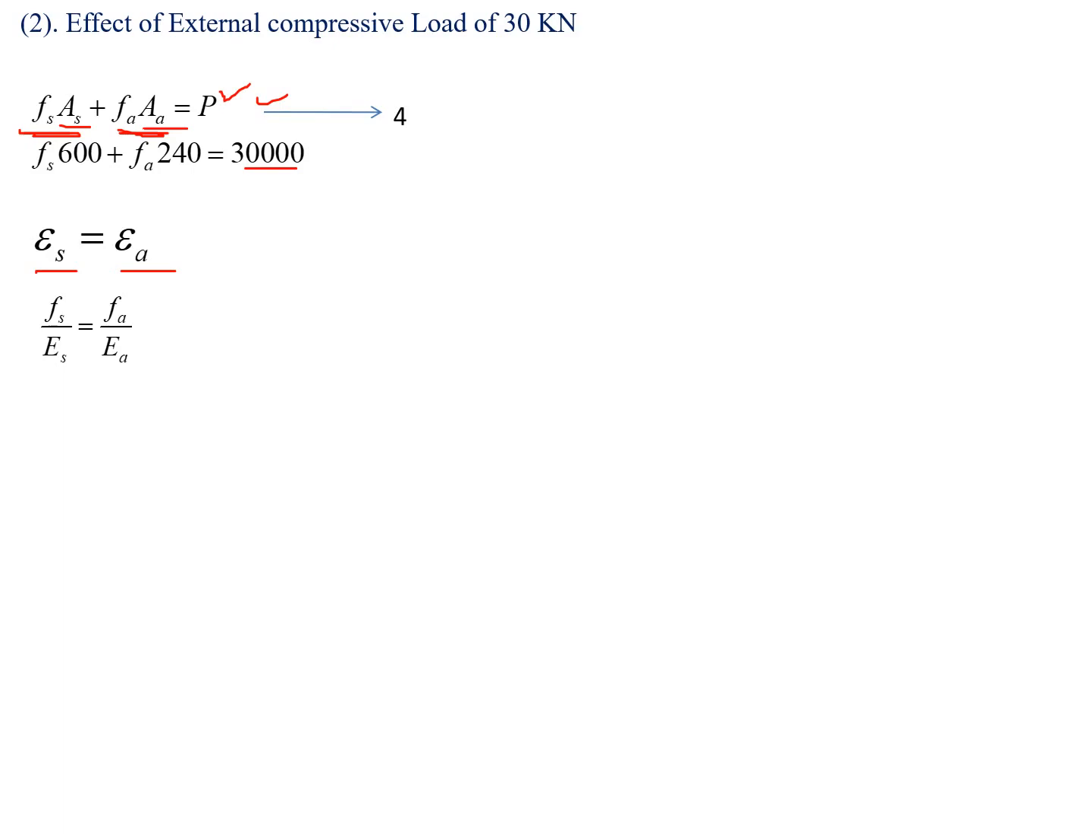We know the Es and Ea values from the given data, so we just have to substitute here. From this equation, Fs is equal to Es by Ea into Fa. Es equals 2 into 10 to the power of 5, and Ea equals, sorry, 0.7 into 10 to the power of 5. So 10 to the power of 5 cancels. Then it is 2 divided by 0.7 times Fa, which is equal to 2.857 Fa. So Fs equals 2.857 Fa.